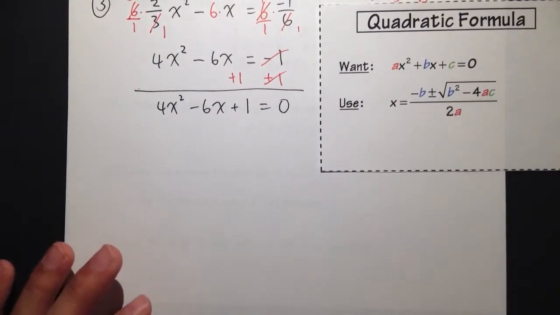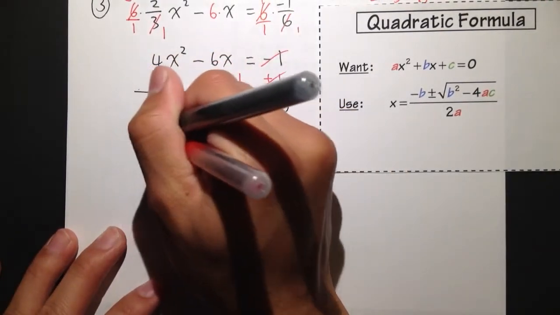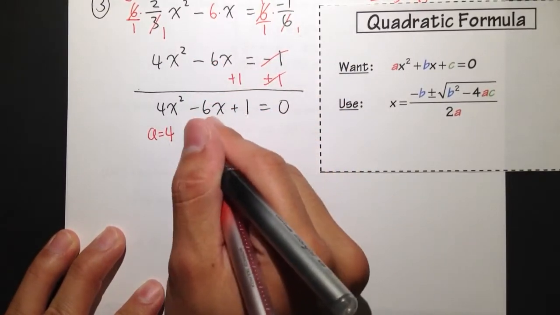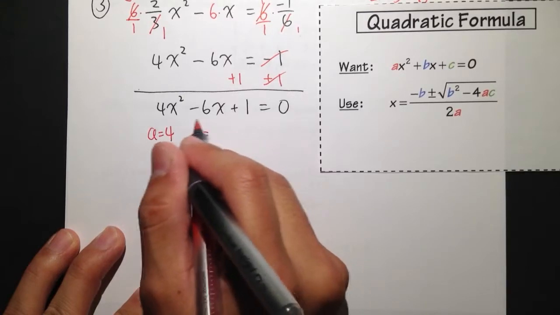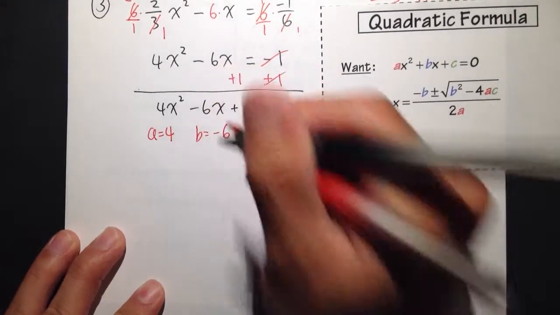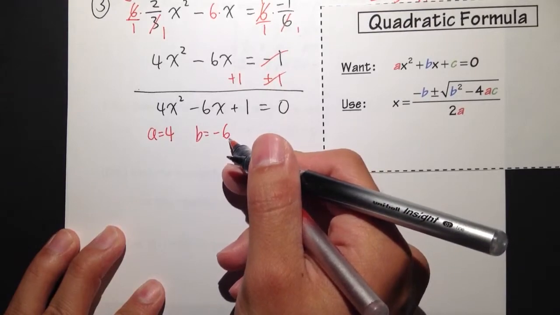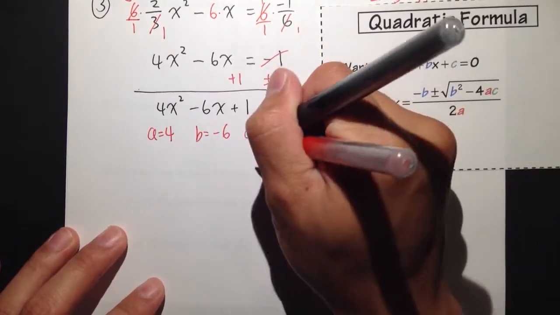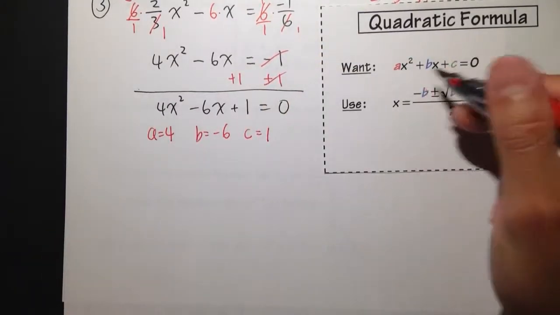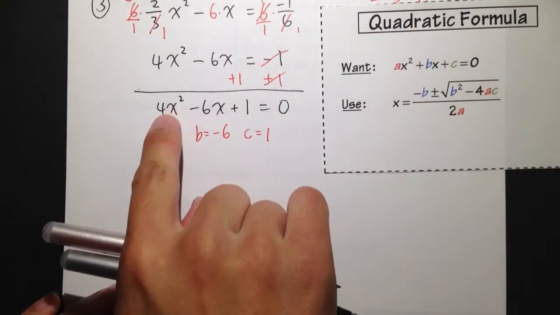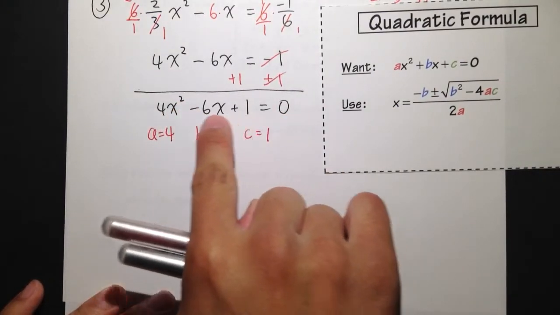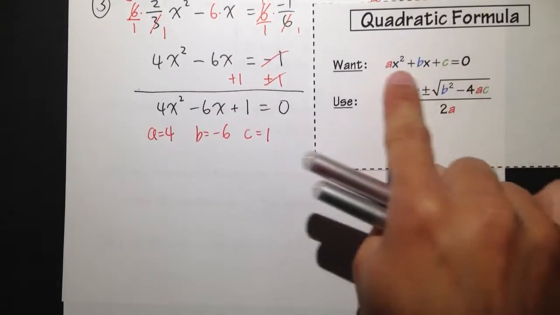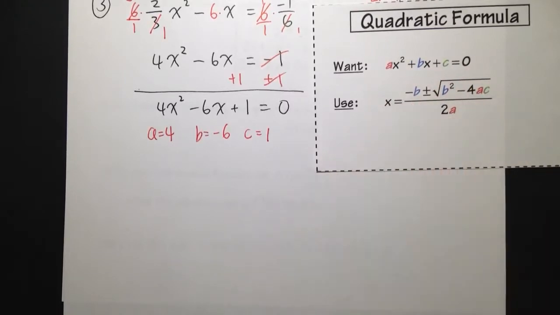So a in this case is equal to 4, and b is equal to the number in front of the x, which is negative 6. This is my b, negative 6. And c is the number that has no x, which is equal to 1. We can only do this when we have the equation in the form of ax squared plus bx plus c is equal to 0. We have to have the equation in this form in order for this to work.